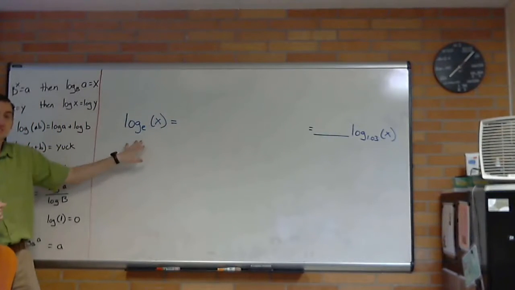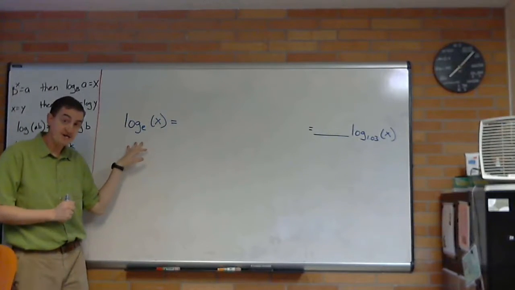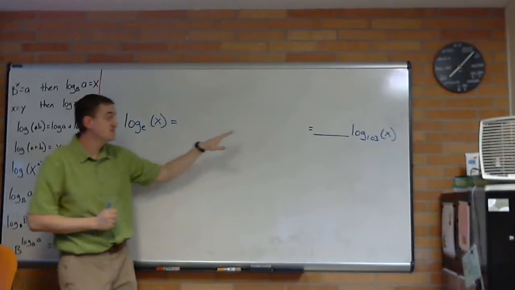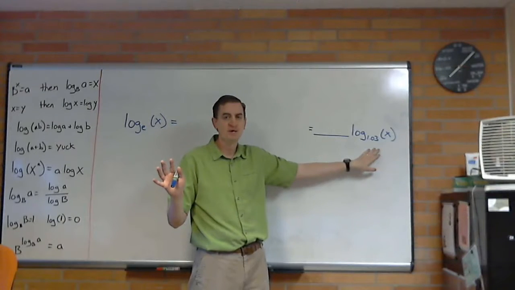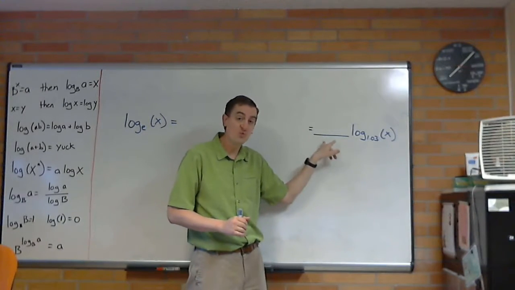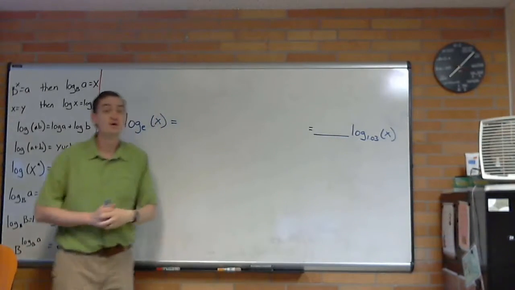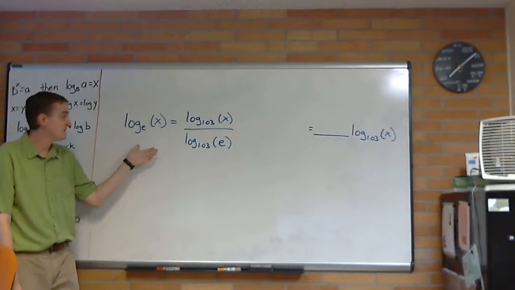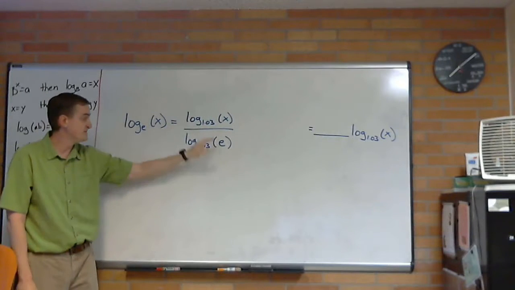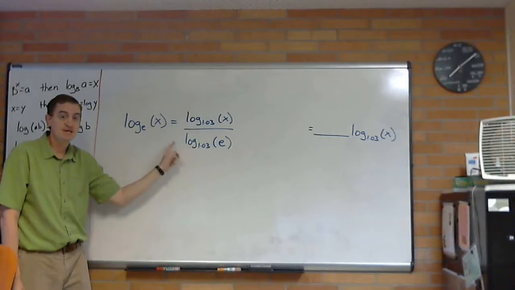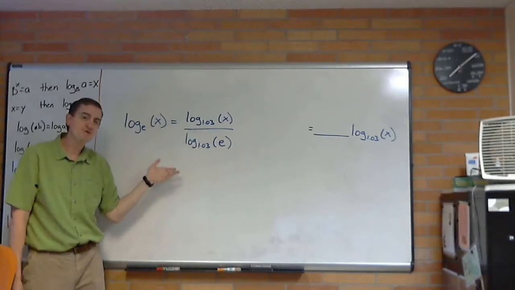Let's pick something weird. Let's say I wanted to do a log base e of x, but I wanted to turn that into a log to base 1.03. And I just need to know what coefficient goes right here. Well, I'm going to take my log and split it into a fraction where I have base 1.03 of the x and of the e. Now, this is just a number. How do I figure that out?